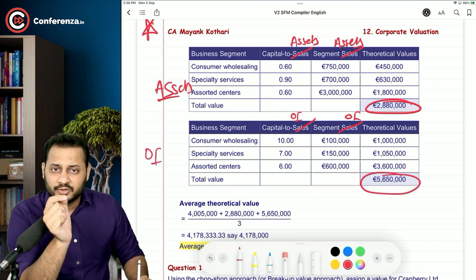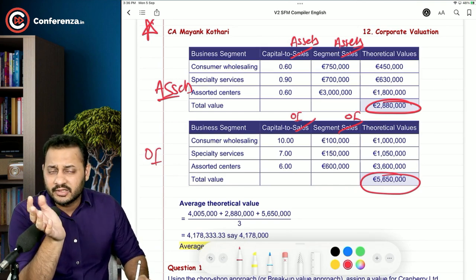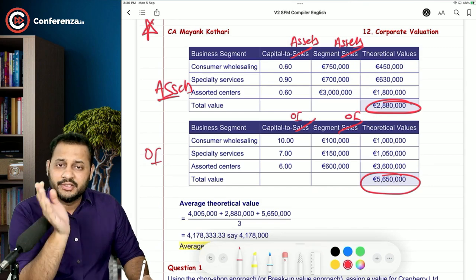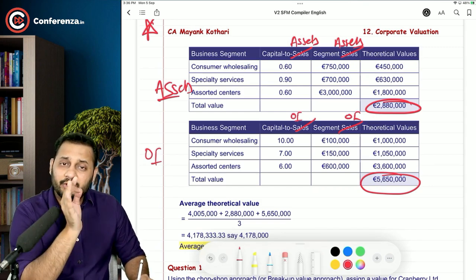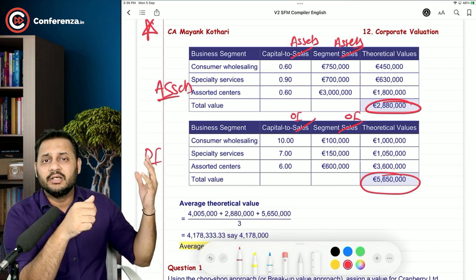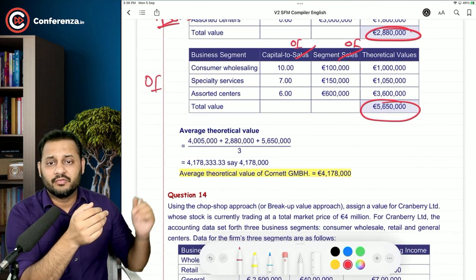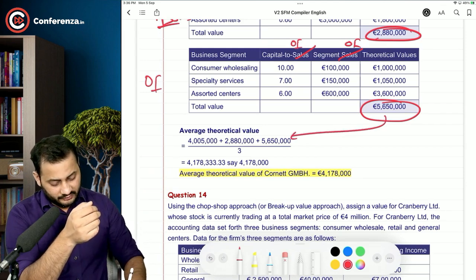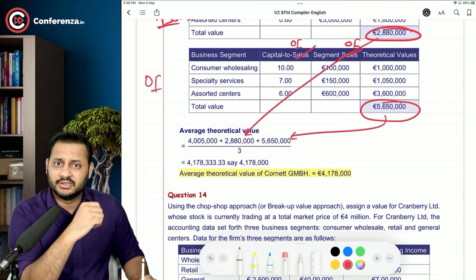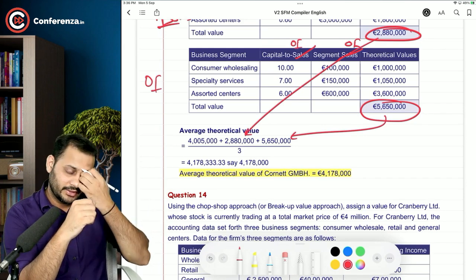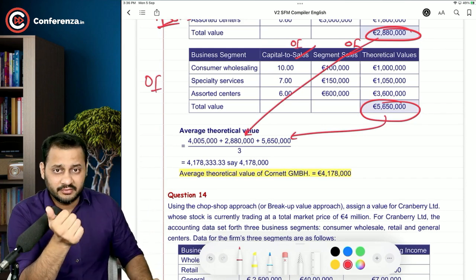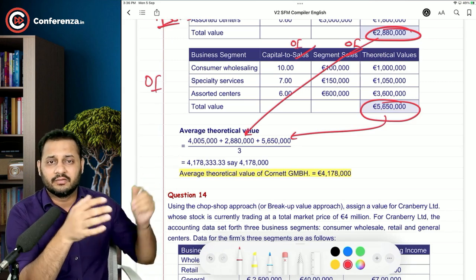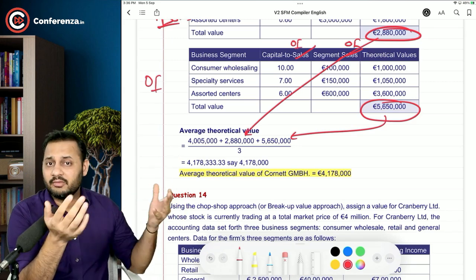And the chop shop approach says that no matter how many segments or bases are given, what you are going to do is calculate the value of the company according to each basis and then add them up and average it out. So what we did is average theoretical value. We took these values here and averaged it out, because there are only 3 bases given, like sales, assets and operating income. We are dividing it by 3. Otherwise, if there are 4 bases, we will divide it by 4.